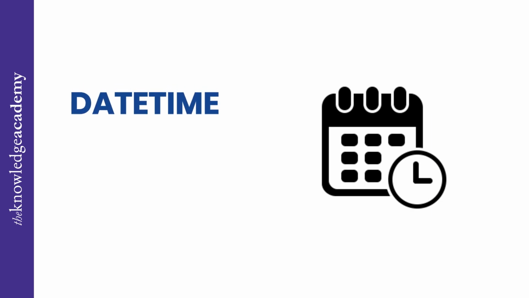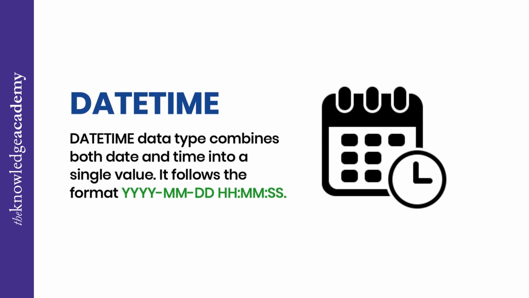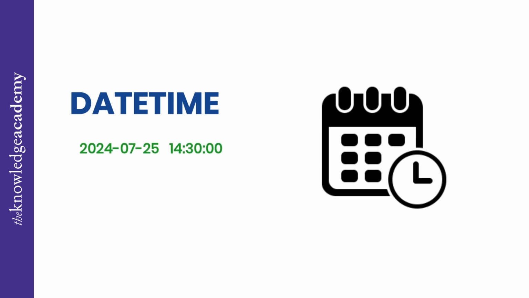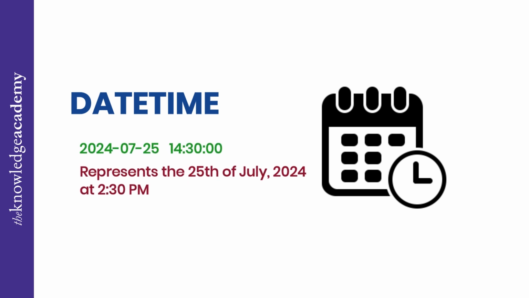Next one is datetime. This data type combines both date and time into a single value. It follows the format year, month, date, then hour, minutes, and seconds. The sequence remains the same as shown. For example, this represents the 25th of July, 2024 at 2:30 p.m.